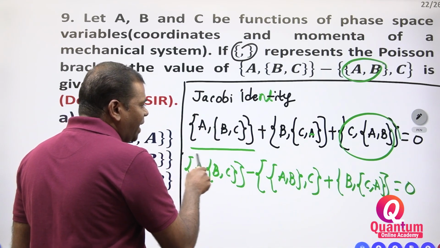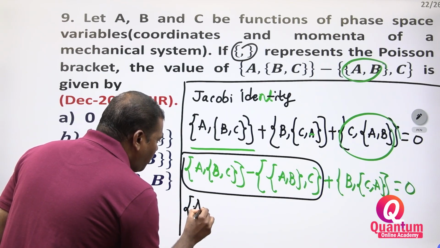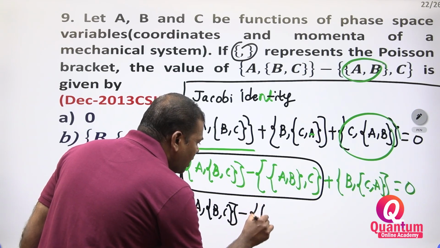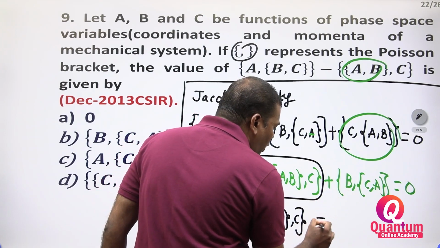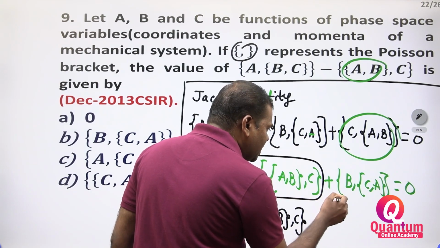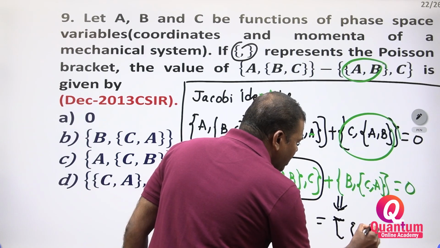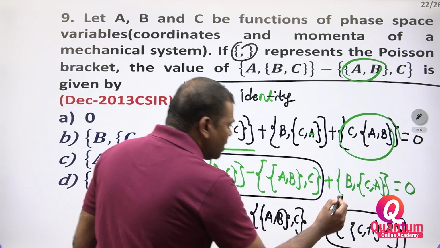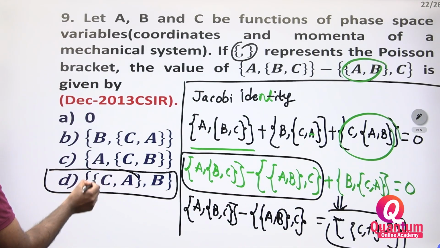But which one we want to get? This value we want to get. How we have to write? Poisson bracket of B comma C minus A comma B comma C is equal to, you have to write a minus. Minus means which one? C comma A. I am changing and writing. So Poisson bracket of C comma A comma B we have to write. Which one is the answer? C comma A comma B. So option D is correct. Poisson bracket of C comma A B.